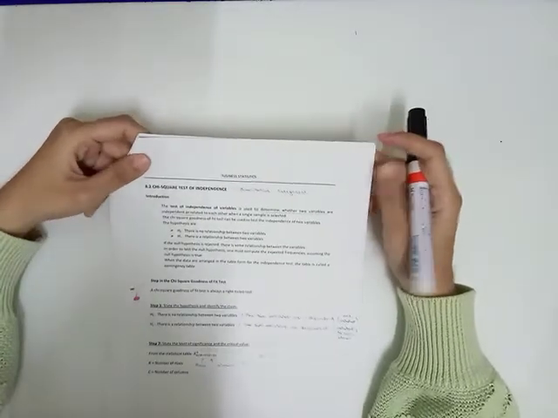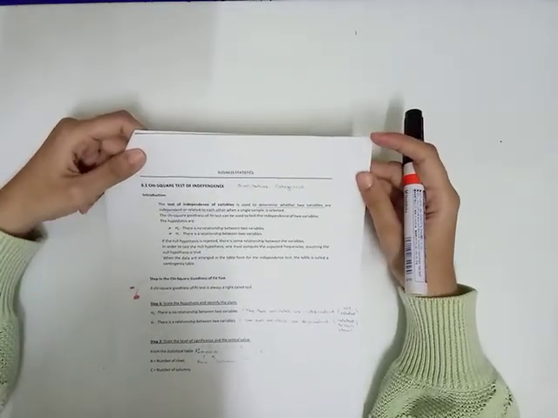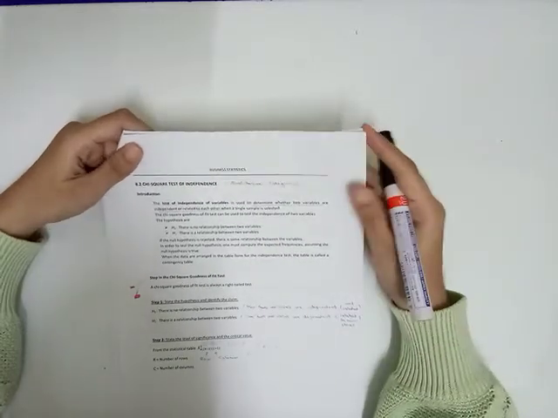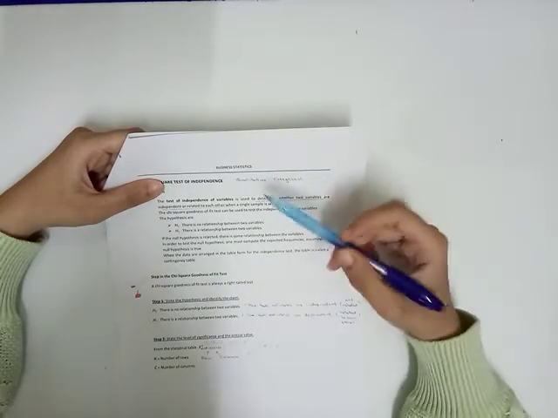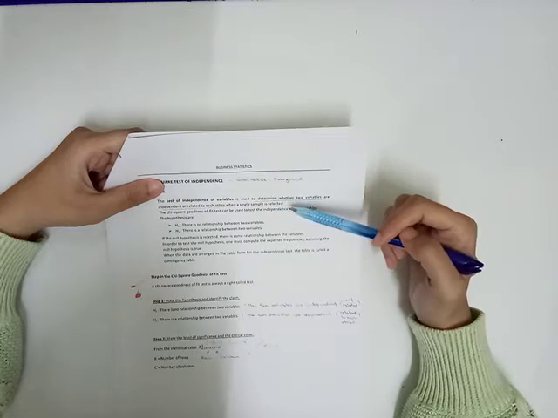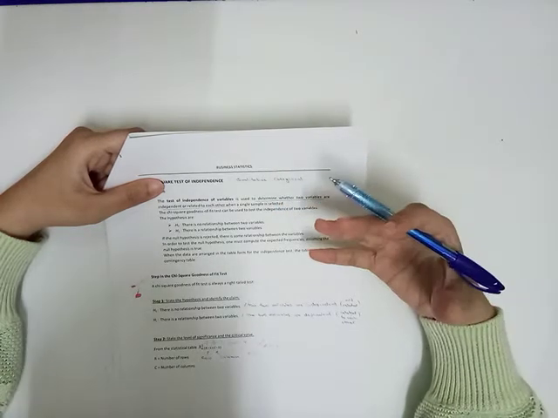Alright, look at the chi-square test of independence. So this is the second topic for chapter 8. Okay, look at the notes. The test of independence of variables is used to determine whether two variables are independent or related to each other when a single sample is selected. So that is the point, okay?